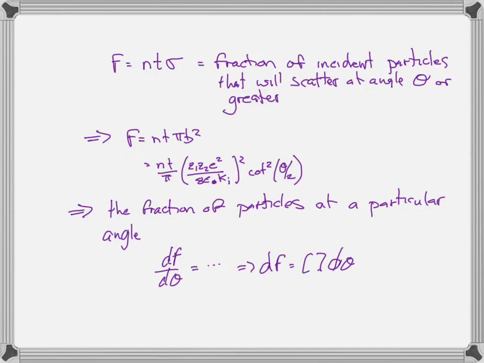The number of particles that are scattered at a certain angle is going to equal the total number of incident particles times df. Actually, wait, that's not quite right. I have to be careful here because, as these particles come in, let's look at it from a side view again. As they scatter off the gold foil, they're actually going to scatter in 3 dimensions. It's kind of hard to show that in 3 dimensions, but they're going to scatter into a ring.